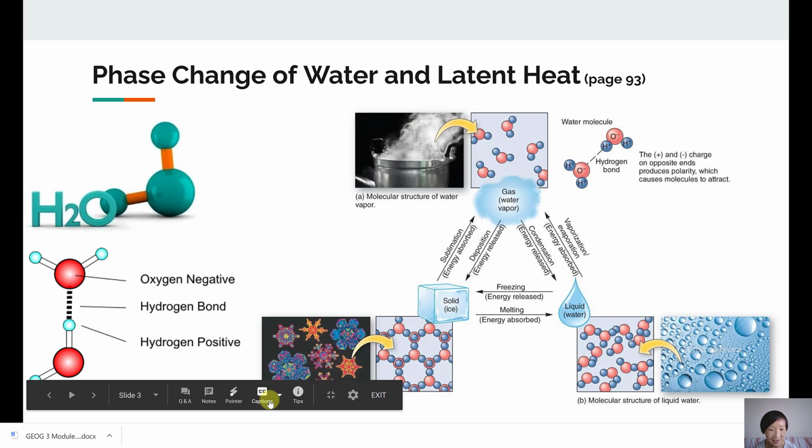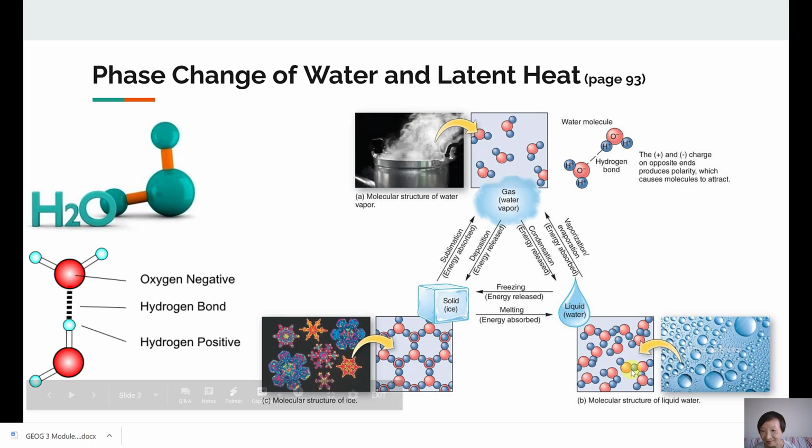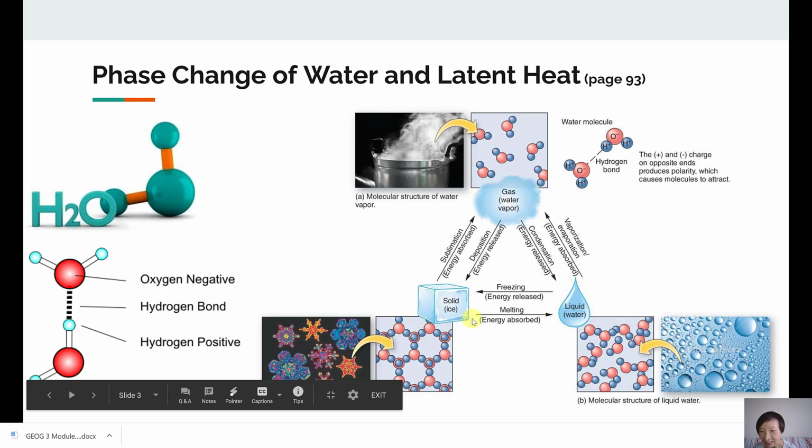Latent heat. Okay, let me annotate. Can I annotate here? I cannot annotate latent heat right here. Okay, and go back. When the molecules collapse, in freezing, you actually release latent heat. Same thing as vaporization and condensation. You can see here, if you change from liquid phase to gas phase, water vapor, right?